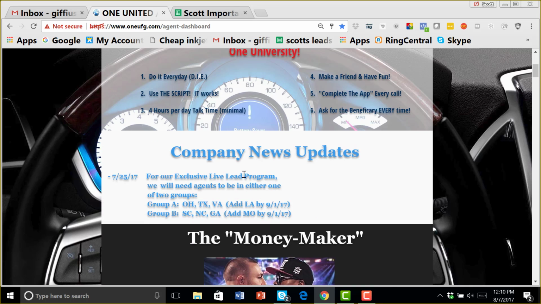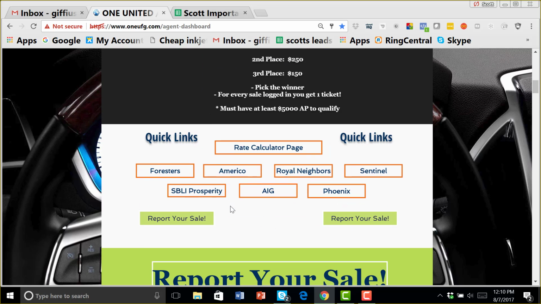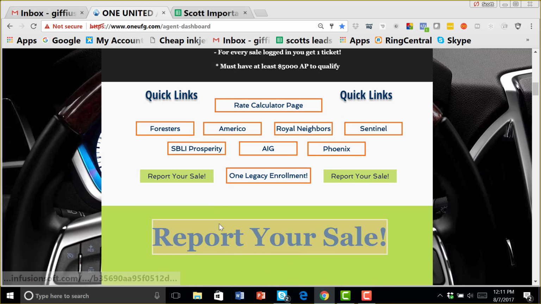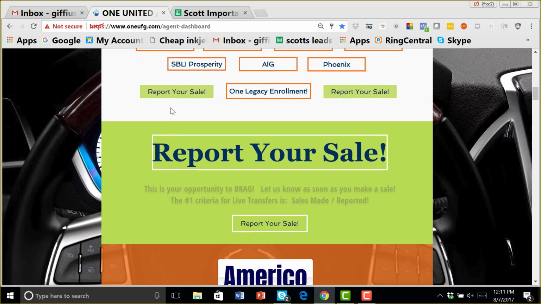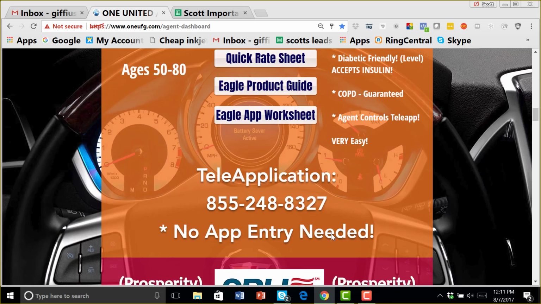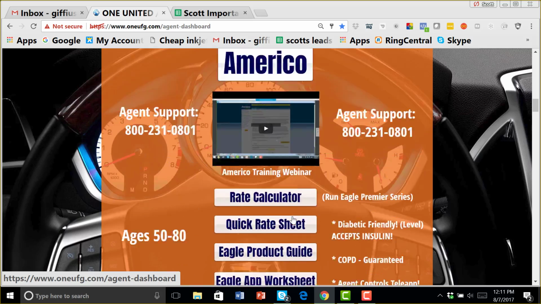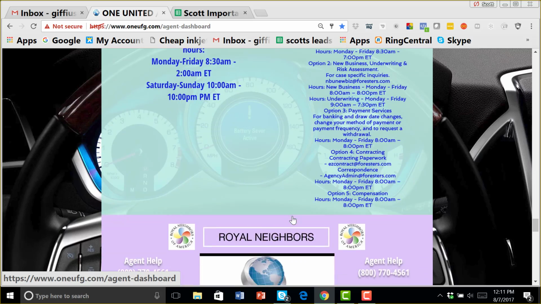We made this smaller, made this smaller. Here's your links to the rate calculators now, nice and clean. Here's your links to the actual carriers. Here's where you report your sale. There's One Legacy enrollment. And then obviously these tabs here will take you to the bottom. So let's say you want to work with Royal Neighbors. Just click there, and it'll take you all the way down to Royal.